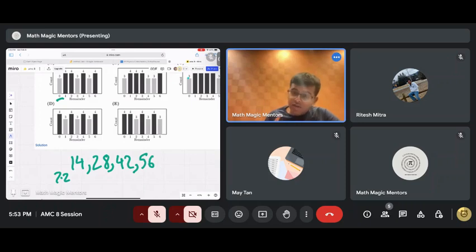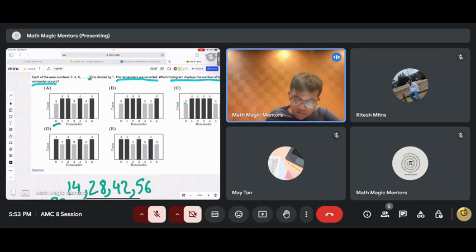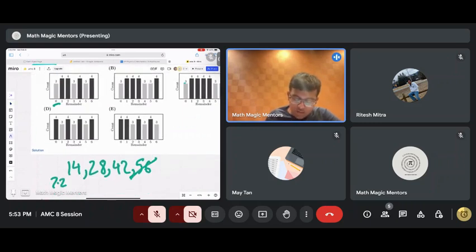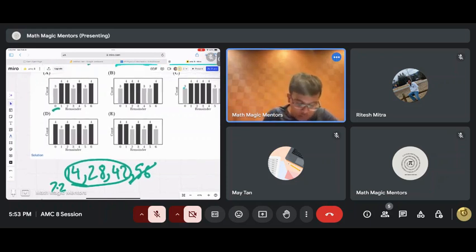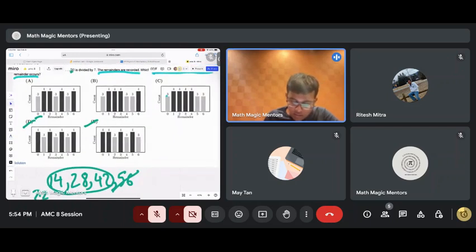Oh wait, 56 is not even in the set, because it says 2 to 50. So you cross out 50, and we see that there's only 3 even integers that are multiples of 7 inside this set. So we can definitely cross out D and E, because they have 4. So now our answer choices are between A, B, and C. Does anyone have any questions on how we approach that?